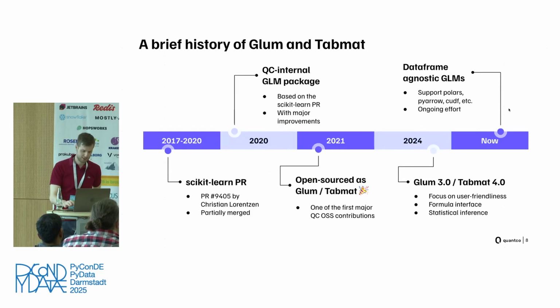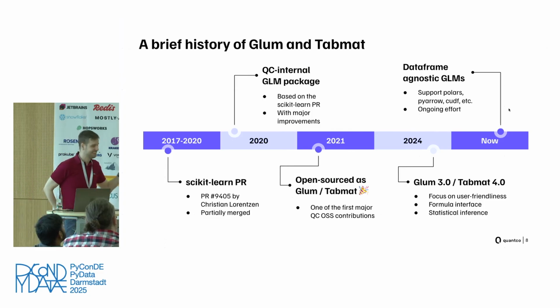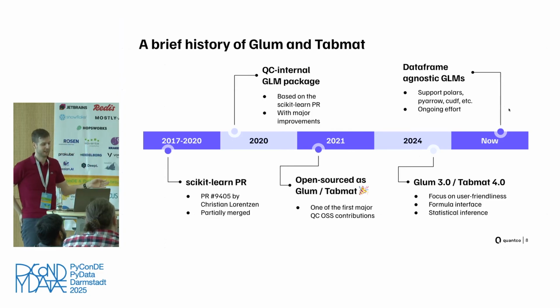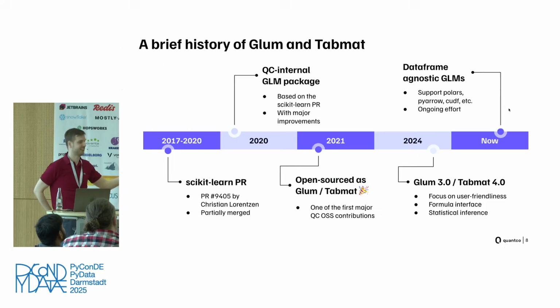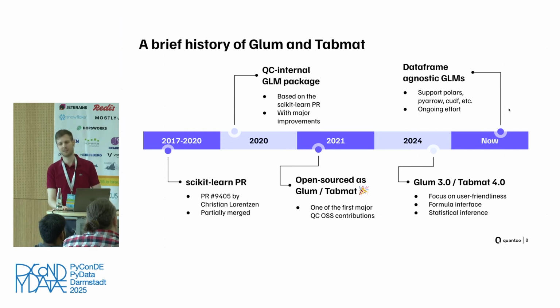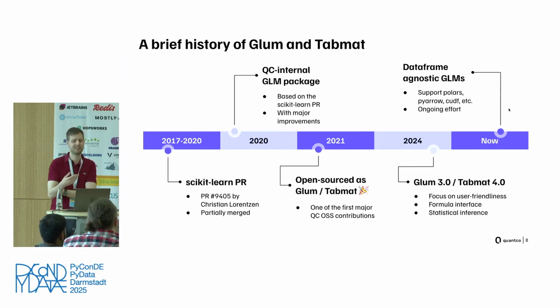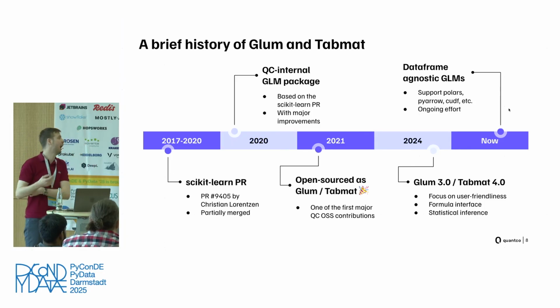So let's look at the history of these packages. It started out as a scikit-learn PR by this guy called Christian Lorentzen, who is a scikit-learn core maintainer. And it aimed to add general GLM functionality to scikit-learn in addition to logistic regression, gamma regression, whatever they have already. And some parts were merged, but at some point it was clear that the whole thing is not going to be merged.